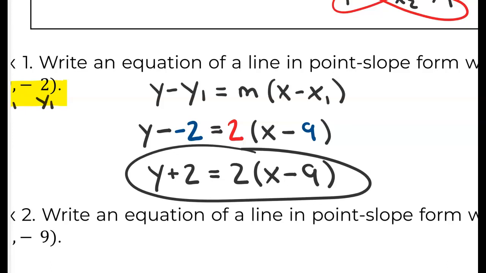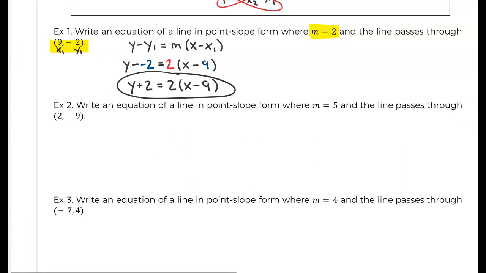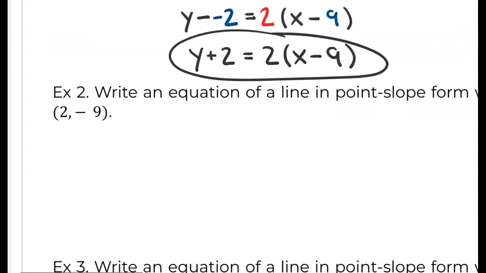Let's try another example. Again, we're just practicing plugging in things in the correct spaces. So this time we have a slope of 5, our m is equal to 5. And our x1 and y1, we have 1. And our y1, there we go. So again, I'm just going to write this out so we can see where our pieces are going.